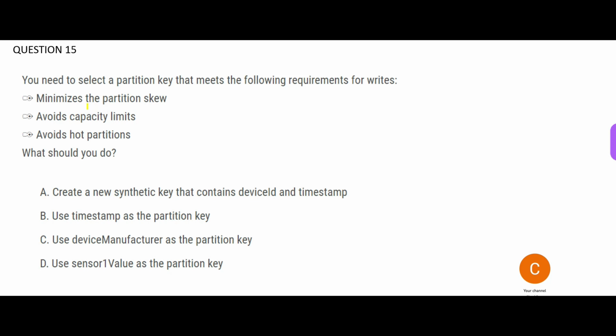These are the requirements. You want to minimize the partition skew, meaning the partitions should be kind of equal. If you have 5 partitions and 500 rows, try to spread 100 rows in each of these partitions. It should not happen that one partition has 300 rows, the second partition has 10 rows, and another has 2 rows. Second, you should avoid capacity limits, and you should avoid hot partitions.